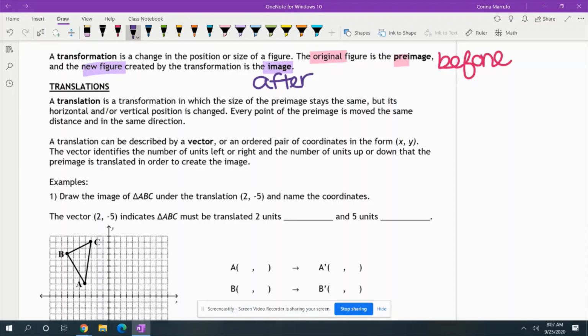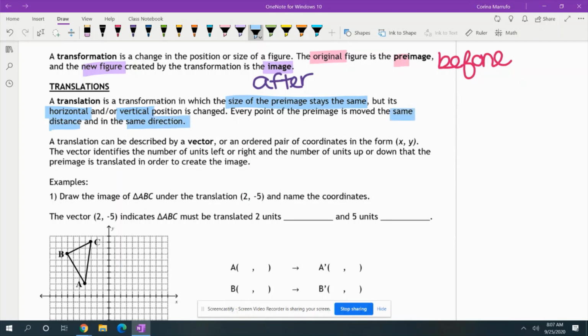Okay, so a translation is a transformation in which the size of the pre-image stays the same, but its horizontal and/or vertical position is changed. Every point of the pre-image is moved the same distance and the same direction. So some keywords here, the size stays the same. Okay, we're moving either horizontally or vertically, and it's always moved the same distance and the same direction.